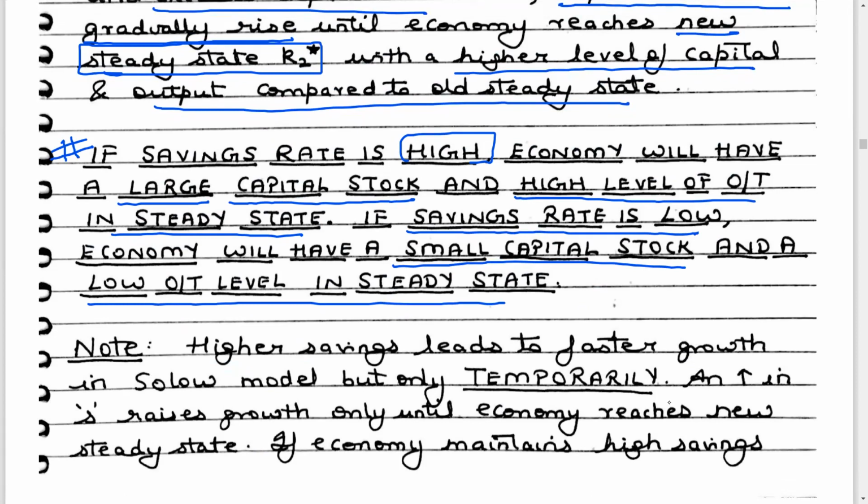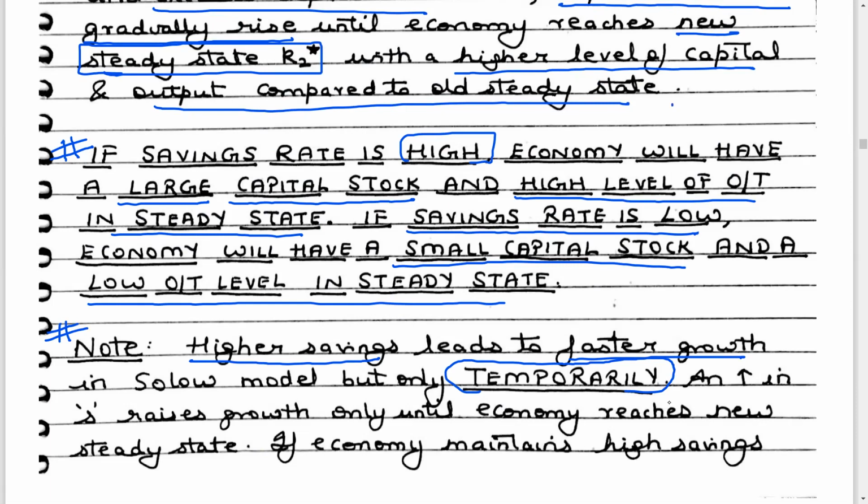Now, guys, very important thing I am discussing with all of you. When we talk about savings, savings will only cause growth temporarily, which is the note you can see on your screens. Higher savings will cause faster growth in the Solow model only temporarily. That means, guys, when the savings rate goes up, growth will happen in the Solow economy only until you reach the new steady state. Once you have reached the new steady state, growth will stop.